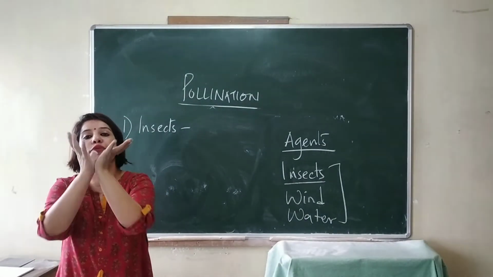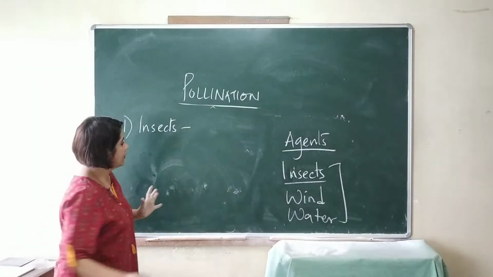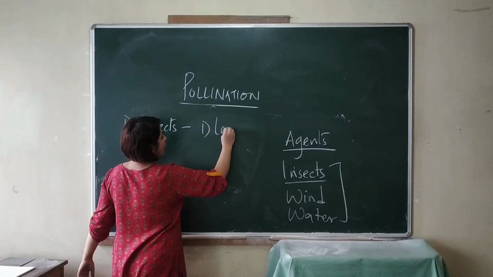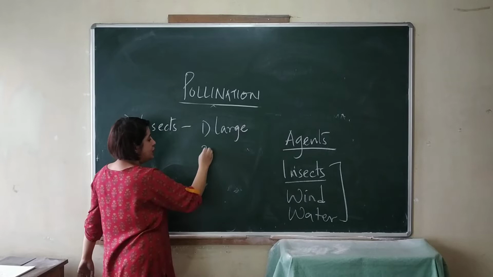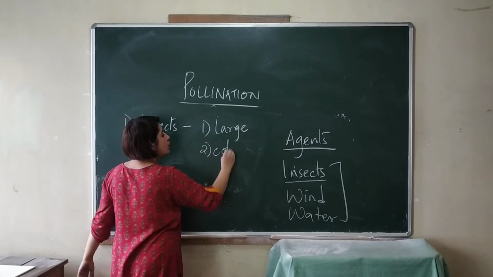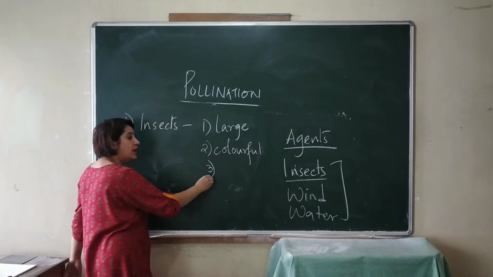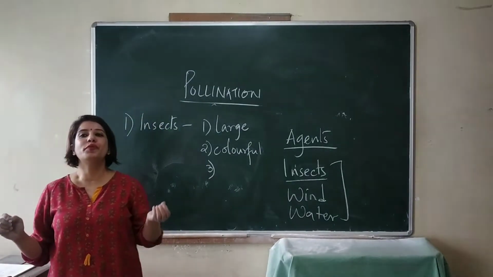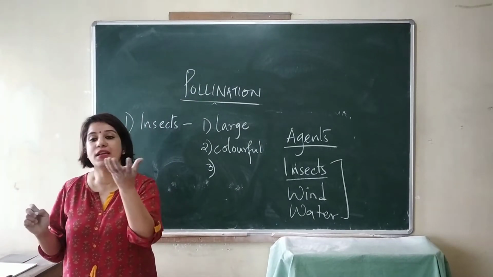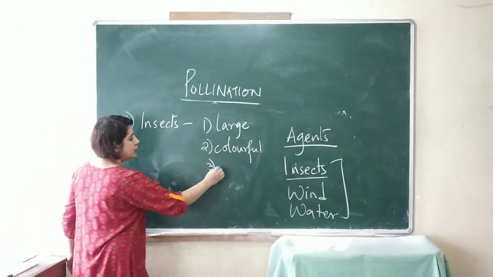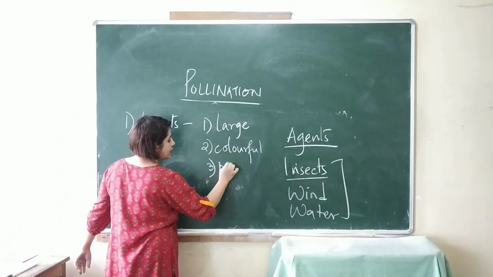the flower should be large. They should be large. Number two, they should be colorful. Number three, most important one, they should produce nectar. If they don't produce nectar, insects will not come. So they should produce nectar.